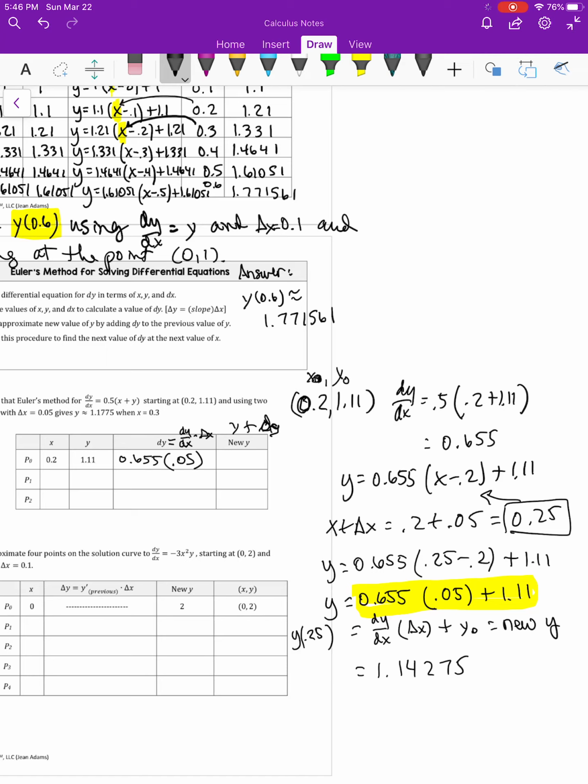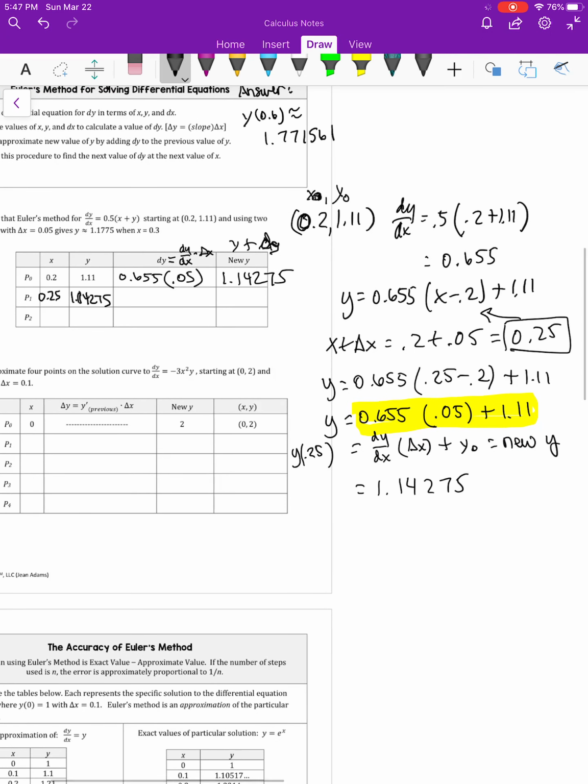That is our dy dx times our delta x plus our y value of the previous point to get the y value of the next point. So this is going to be our 1.14275. And then we would say, okay, our new x value, we're moving up by 0.05, and this is our y value that goes, that's our new point.